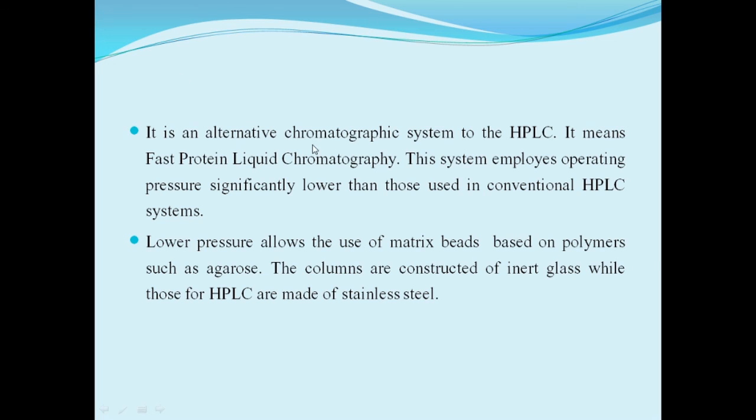It is an alternative chromatographic system to the HPLC. It means fast protein liquid chromatography. This system employs operating pressure significantly lower than those used in the conventional HPLC system. Lower pressure allows the use of matrix beds based on polymers such as agarose. The columns are constructed of inert glass while those for HPLC are made of stainless steel.